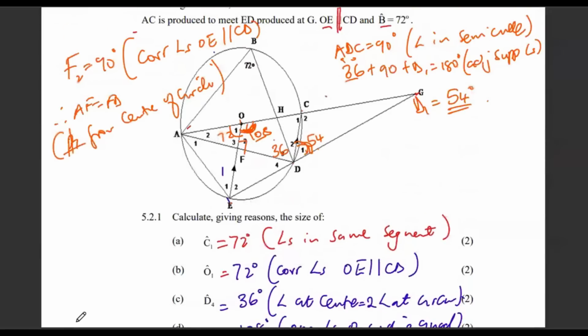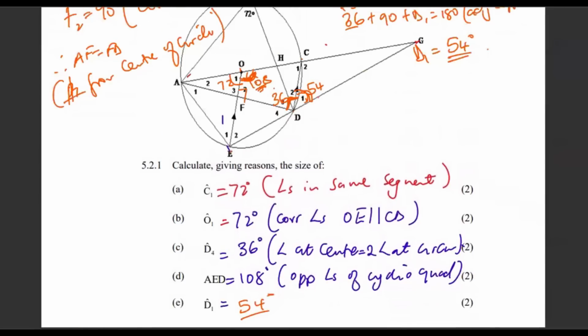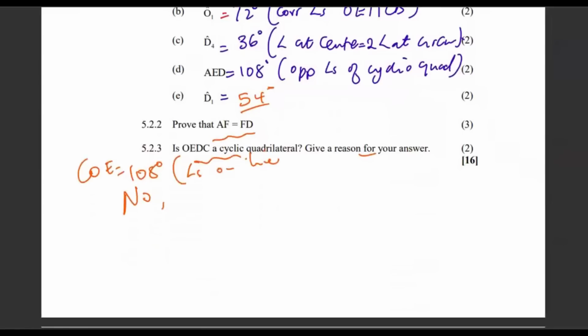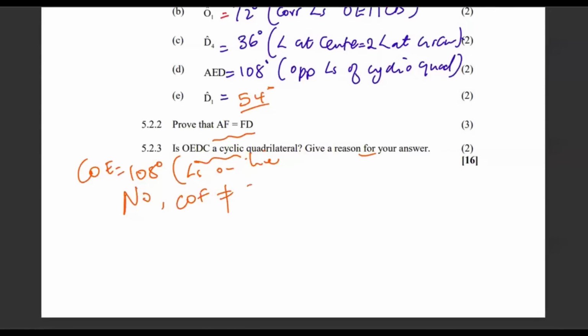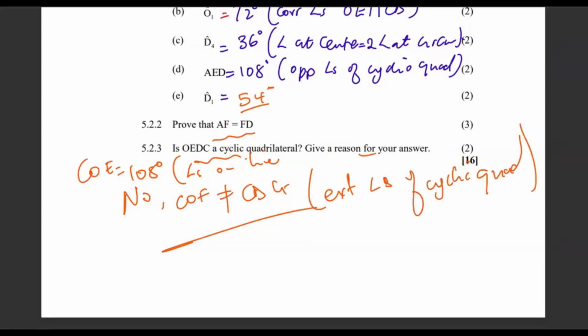Alternatively, one would have looked at the opposite angles, because this is a 90. The whole of this is a 90. This is 108, so it doesn't give you 180. Okay, it's a no, because I'll say COF is not the same as CDG. Okay, reason must be exterior angles of a cyclic quad. So that would have been also one approach to that question.